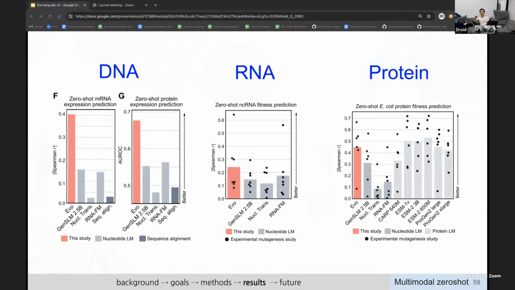Main takeaway again is the model seems to generalize across the three modalities of the central dogma of biology, which to the best of our knowledge is a surprising and also first observation we've seen for a deep learning model as well.